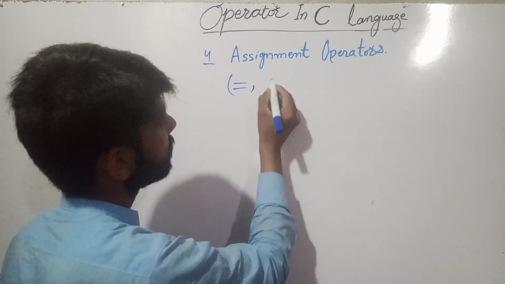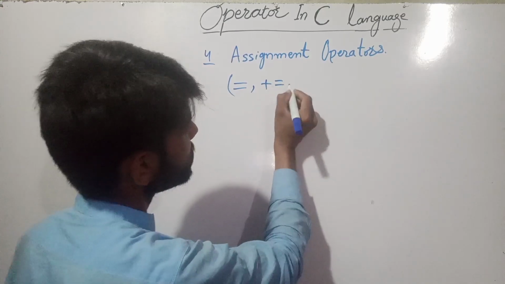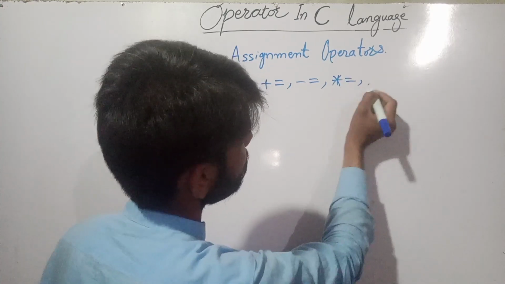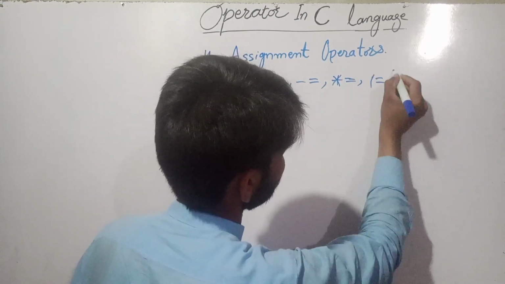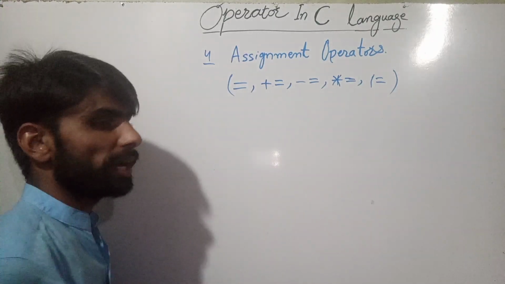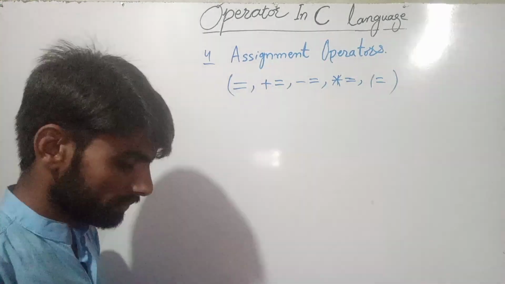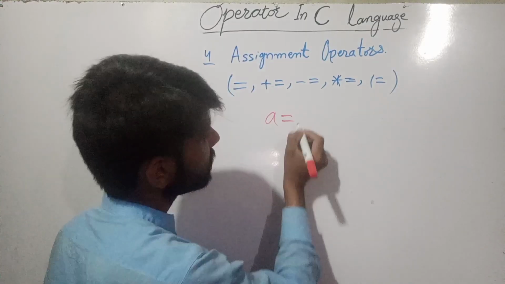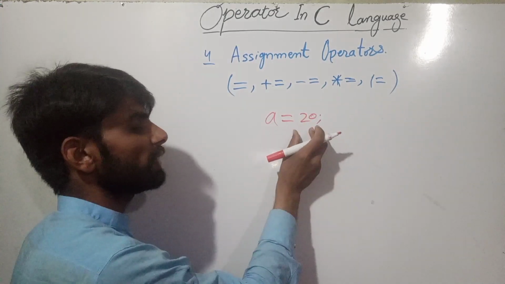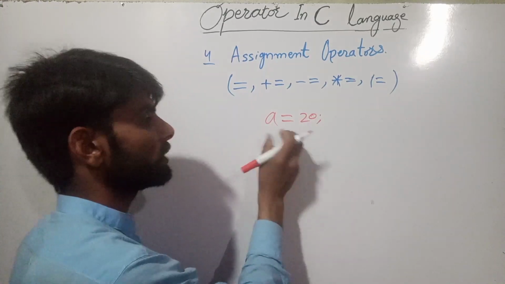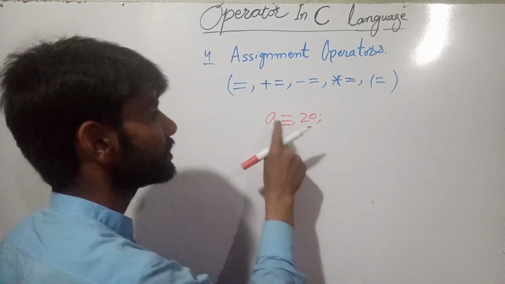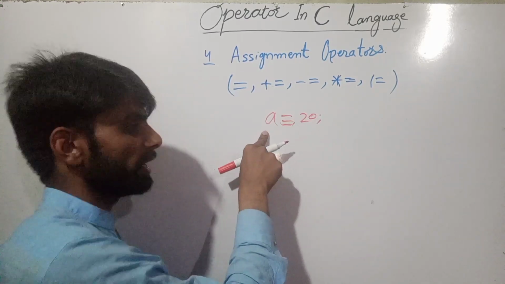Assignment operators are equal, plus equal, minus equal, asterisk equal, and division equal, right? These are assignment operators, operators that assign values to a variable, right? Let's understand with an example. Suppose I write a equal to 20. That means the value 20 will be assigned to this variable, so that's why it is an assignment operator, because this operator assigns the value to this variable, right?